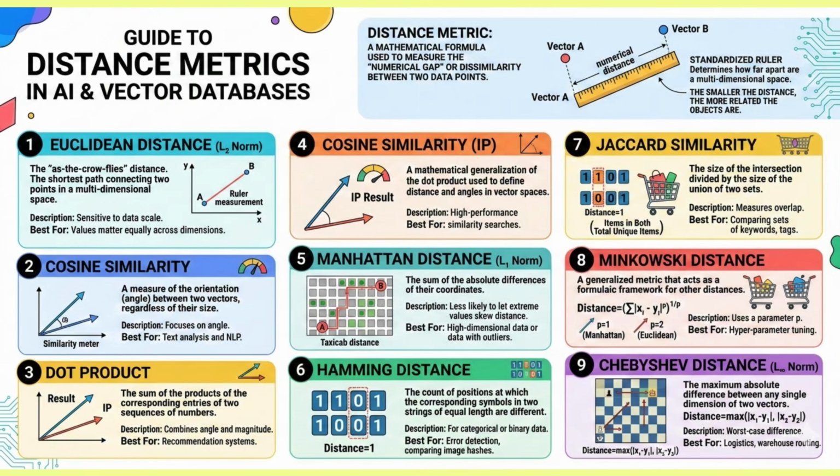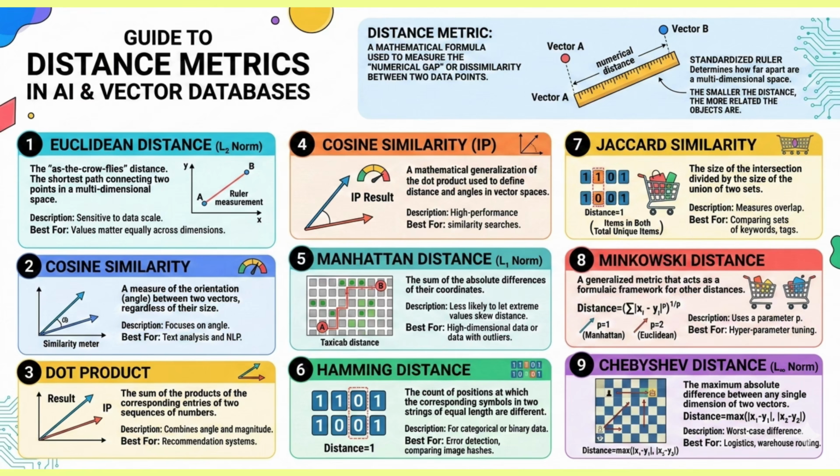So what is a distance metric? A distance metric is a mathematical formula used to measure the numerical gap or dissimilarity between two data points. In the context of AI and vector databases, it serves as a standardized ruler that determines how far apart two vectors are in a multidimensional space. While humans perceive similarity through meaning or appearance, a computer perceives similarity by calculating these distances. The smaller the distance, the more related the two objects are.